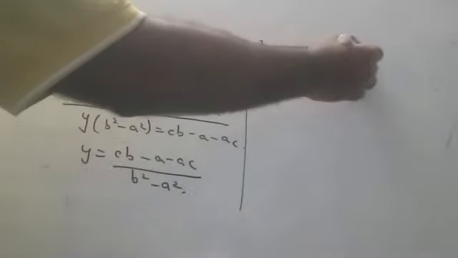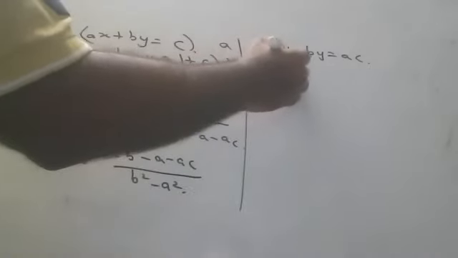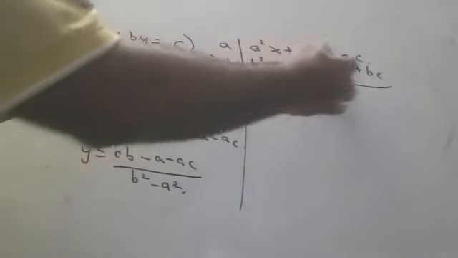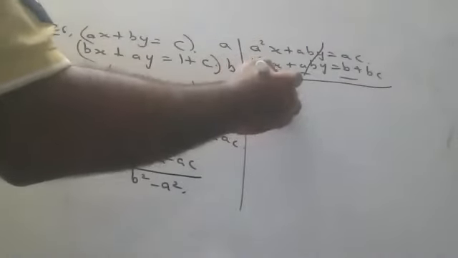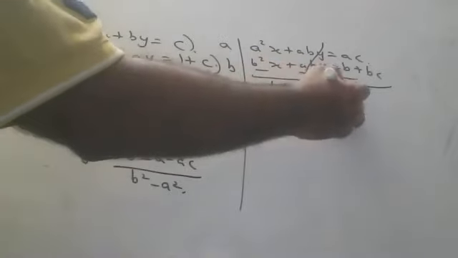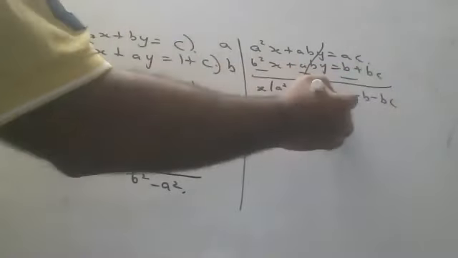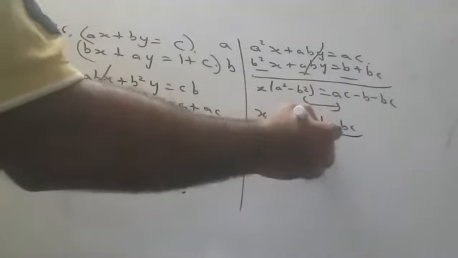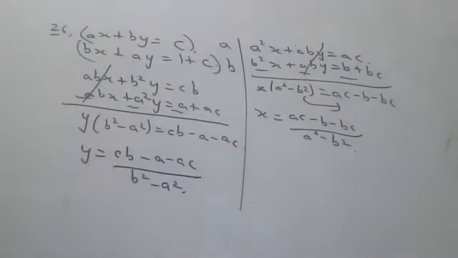Already I think I did this sum, children. B square X plus ABY is equal to B plus BC. Okay, minus, minus, minus gets cancelled. X times A square minus B square is equal to AC minus B minus BC. This goes down. X is equal to AC minus B minus BC by A square minus B square. Got it, children. That's it.